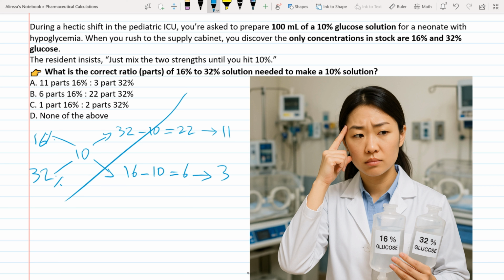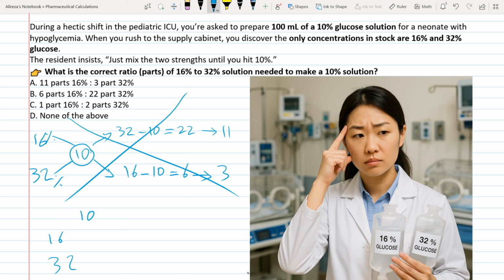Unfortunately, this is wrong. That's because your target concentration is actually lower than the two. So you're supposed to put this in order. The lowest concentration is 10, and then you have 16, and then you have 32. In other words, there is no way to mix the 16 and 32% to get the 10% concentration. So essentially, it's not possible to mix these two to get to 10%.